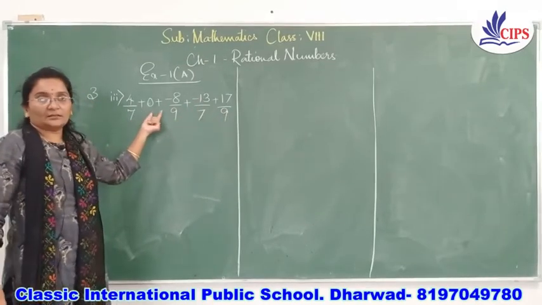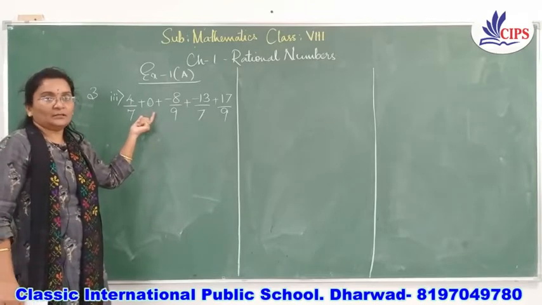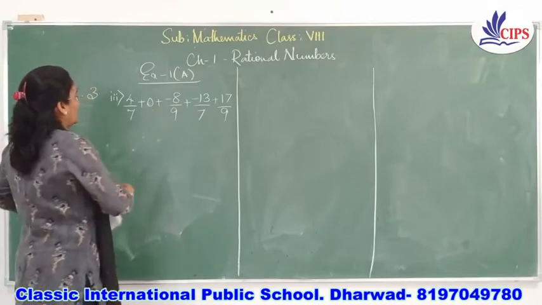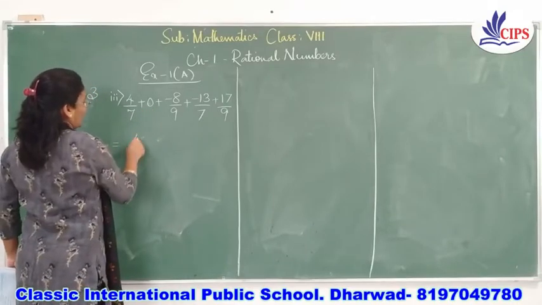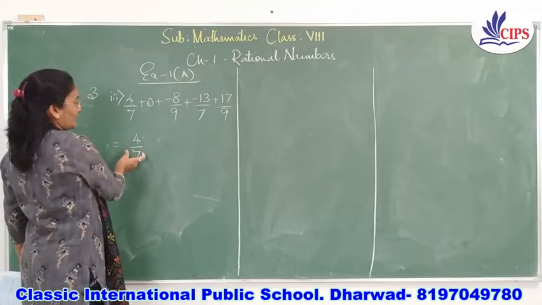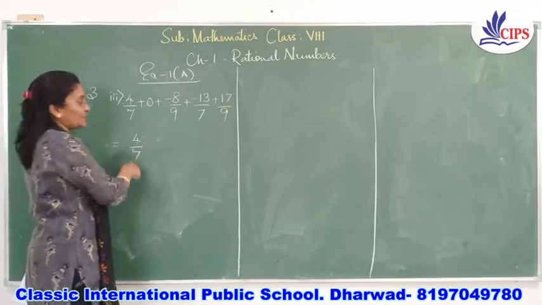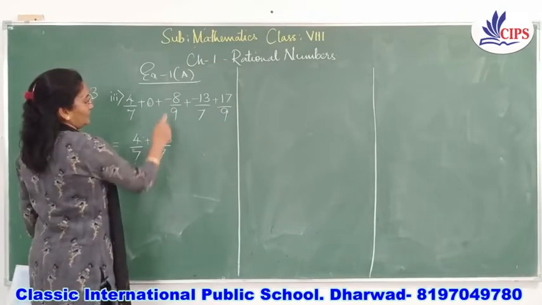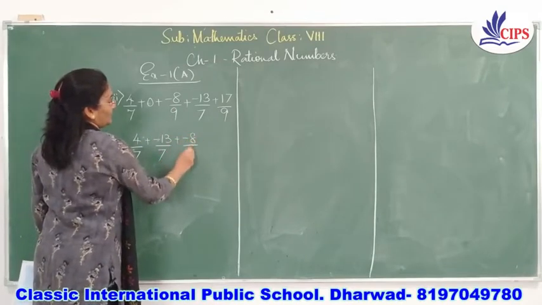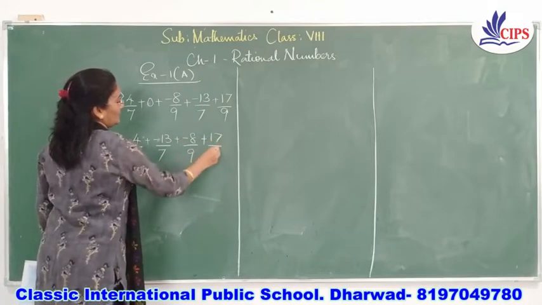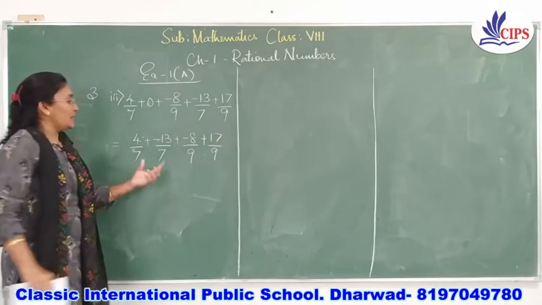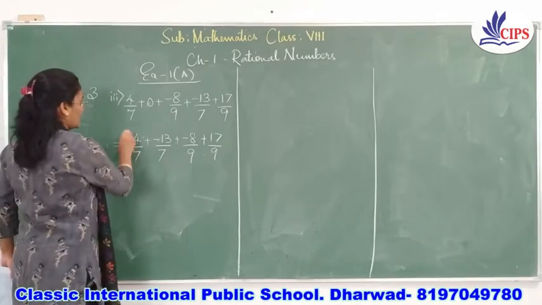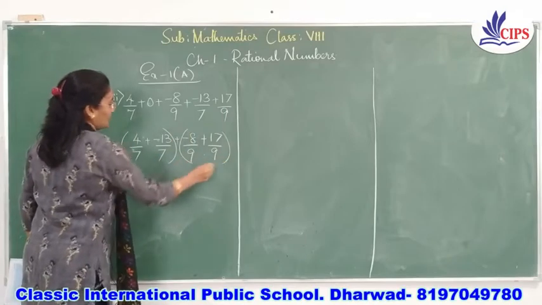So you know that any number added to 0 is the number itself. So what we'll do, we'll skip off this 0 because it has no value, and I'll write 4 by 7. Now what I'll do, a number having the same denominator I'll write right beside this, that is minus 13 by 7, and I'll write minus 8 by 9 and 17 by 9. Now I have rearranged these numbers. Okay, we'll solve them now. We'll solve these first and then later these.